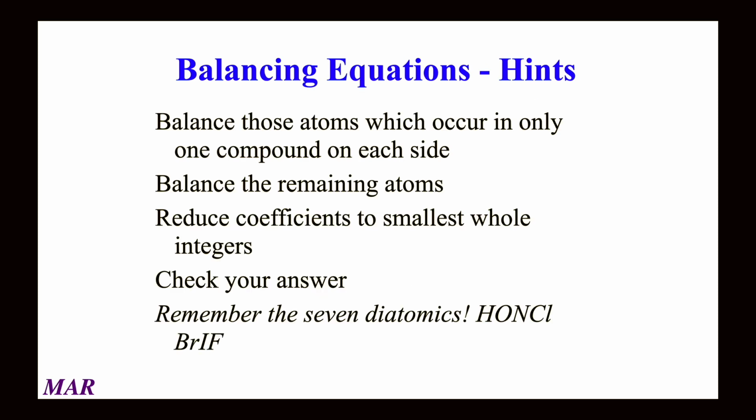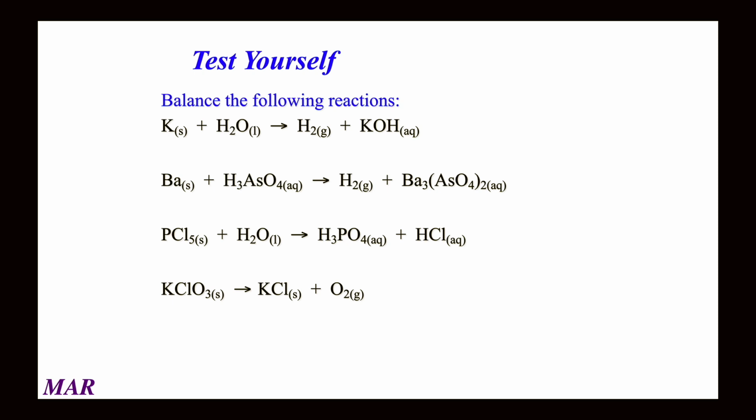When you're balancing equations, only balance the atoms which occur in one compound on each side, all right? Balance the remaining atoms afterwards, all right? You always want to make sure those coefficients are the smallest whole numbers. And if you ever get in question, you can always do that check yourself at the end, where you tally up the atoms on both sides and they should equal. Polyatomics, leave them together. Remember the 7 diatomics, Hankel-Briff or Have No Fear of Ice Clear Brew. You should do good. So let's test yourself.